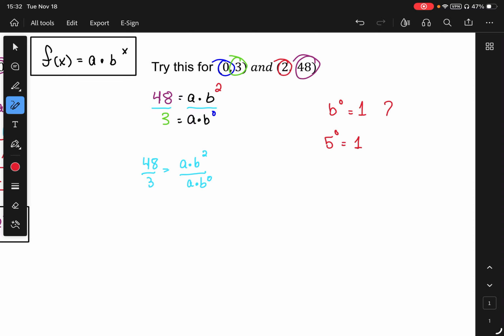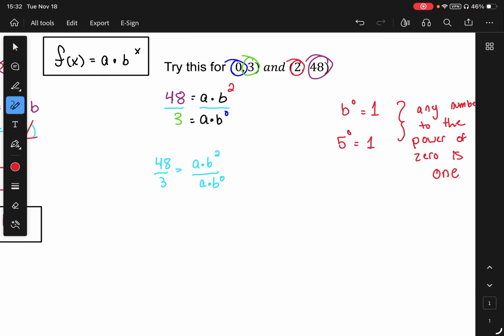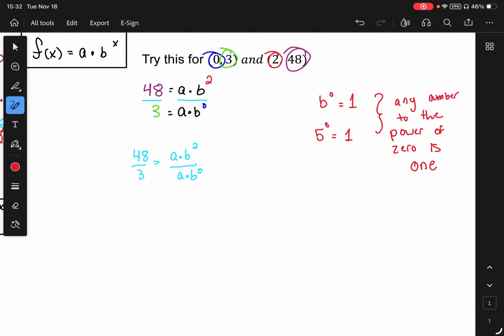This rule means that any number to the 0 power is 1. I think I just said it's 0, but it's 1. Any number to the power of 0 is 1. So a million to the 0 power is just 1. 0.5 to the 0 power is just 1. So our b to the 0 is just 1.